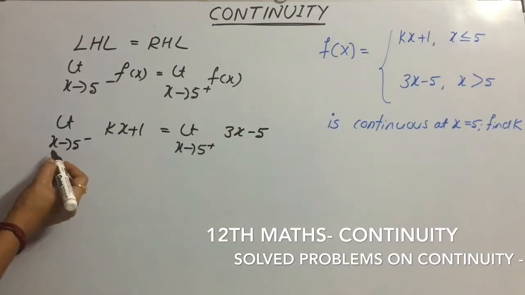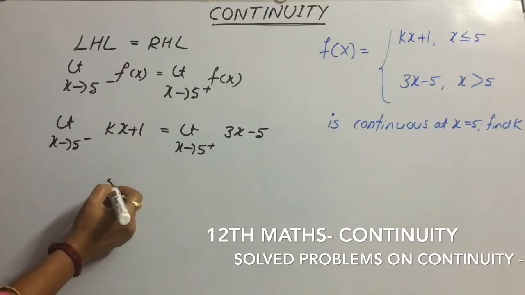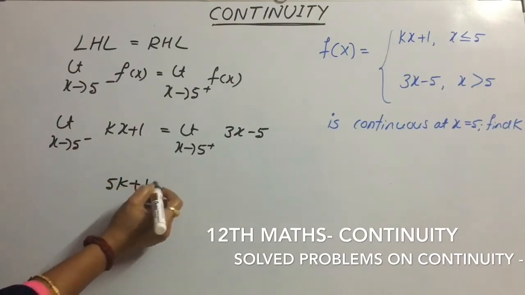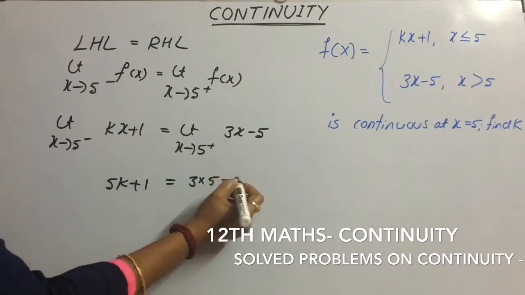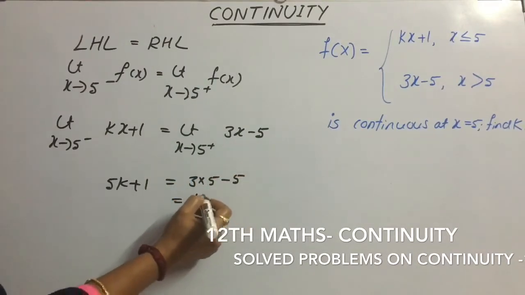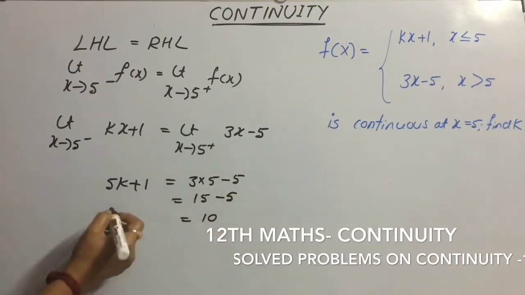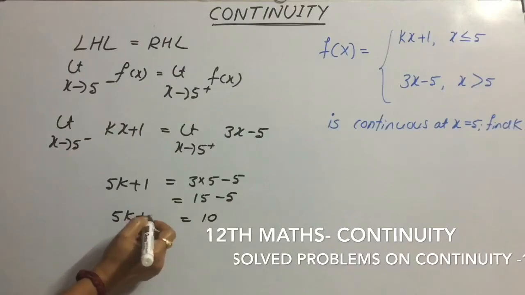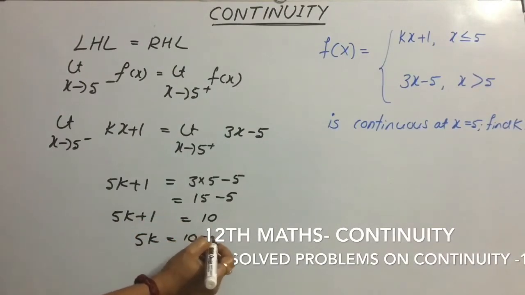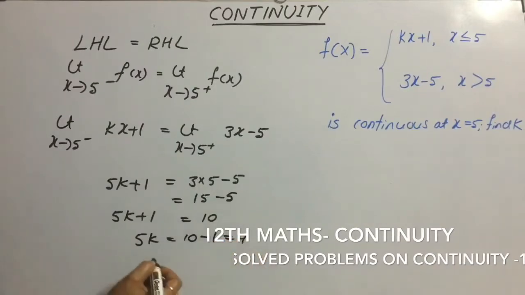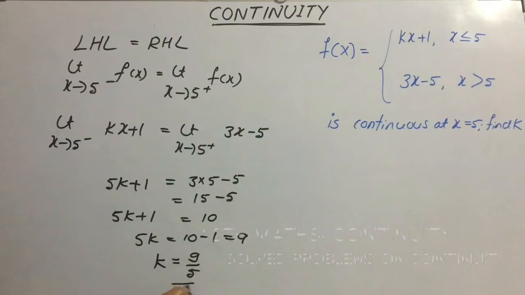Now, if we replace the value of x as 5 in the function, we'll get 5k plus 1 equal to 3 into 5 minus 5, that is 15 minus 5, that is 10. So 5k plus 1 is 10. 5k is 10 minus 1, that is 9. So k is equal to 9 by 5.